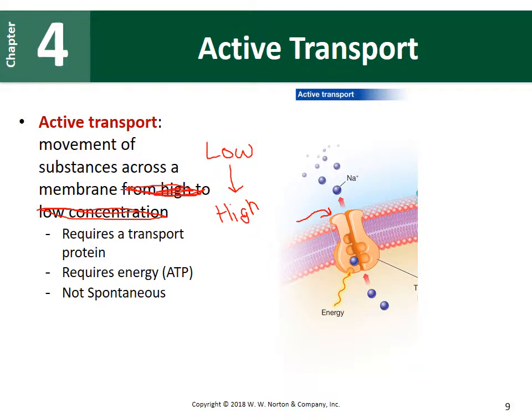Another way to think about this is naturally in your bedroom, things will go towards disorder. Things will get messy. So what you have to do in order to make your bedroom clean or to reorder things, you have to put in energy, you have to put in work. So that's what active transport is doing. It's trying to organize things, put things closer together into a high concentration.